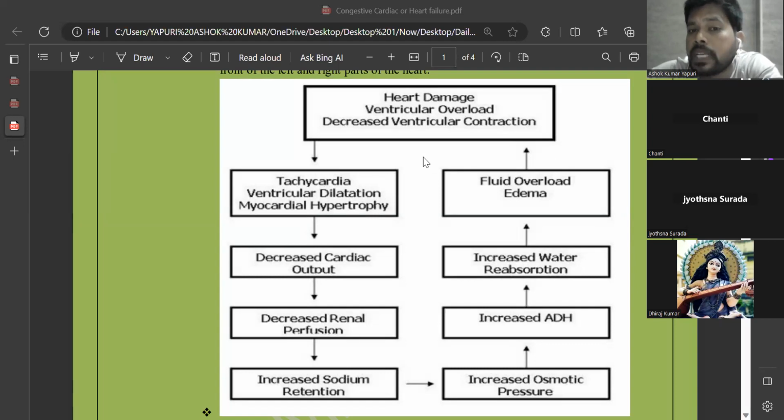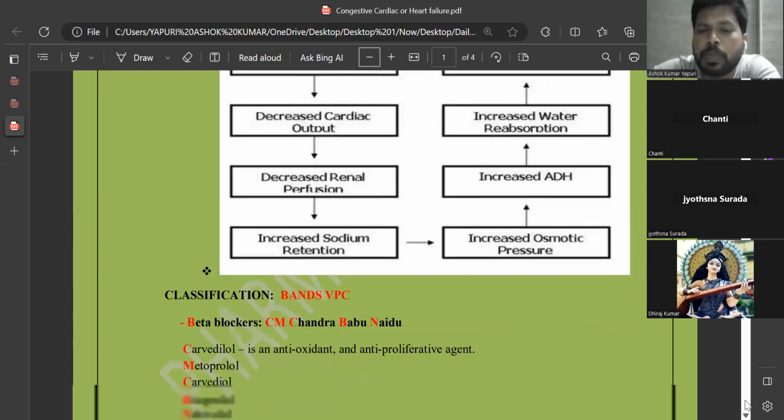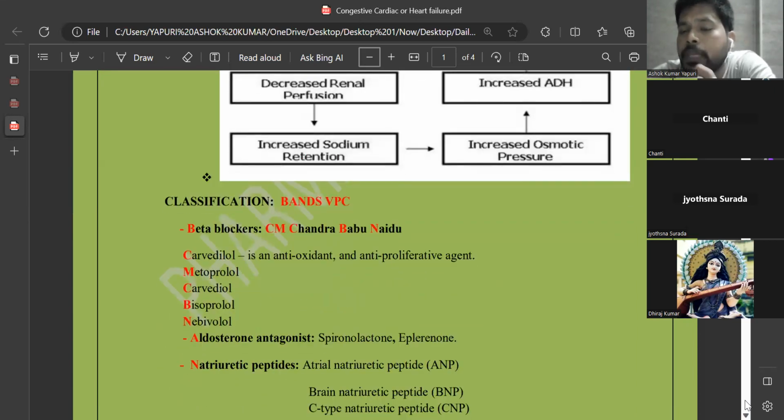So here simply what is happening: the heart is damaged, there is an overload in the ventricles and decreased ventricular contraction. The contraction capacity of ventricles decreases. The fluid accumulates in the heart, causing enlargement of the heart. If that fluid is not eliminated from the heart or from the body, there is a chance of heart failure. Heart failure is dangerous to the patient, and if the heart becomes diseased, it becomes multi-organ failure. This is a small basic point on how congestive heart failure happens.